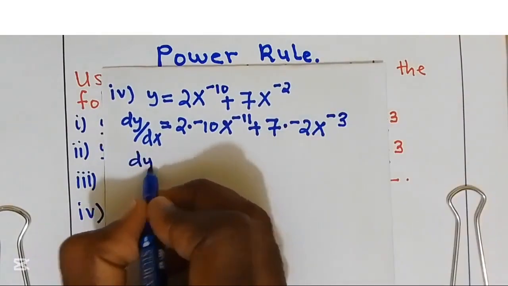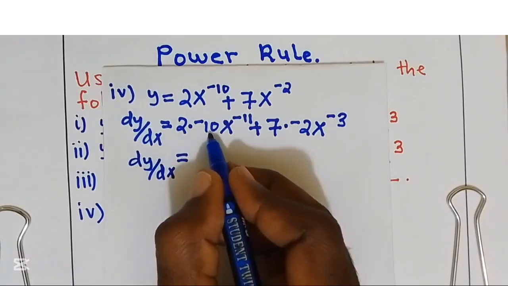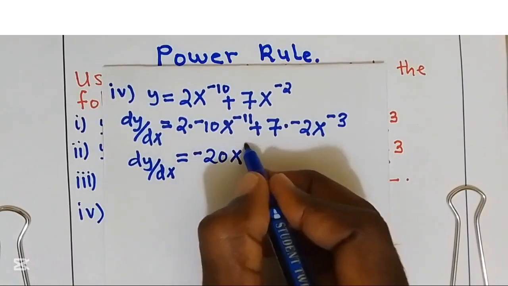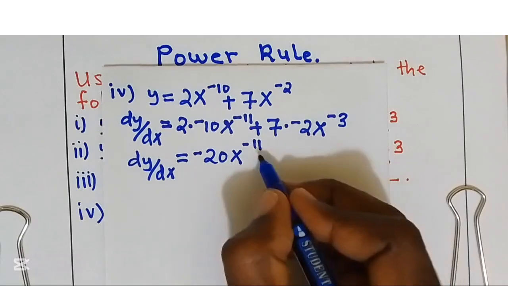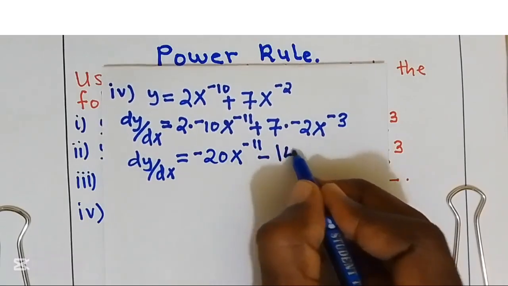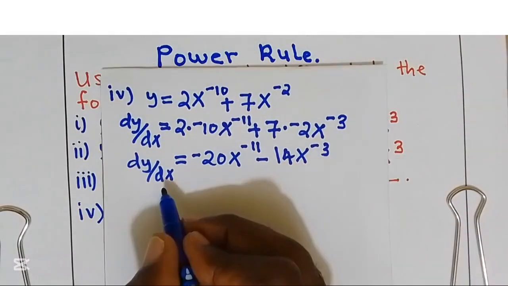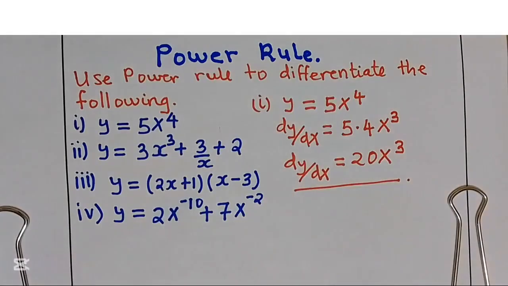dy over dx is equal to 2 multiplied by minus 10, that is going to be minus 20, x power minus 11. 7 multiplied by minus 2, we are going to get minus 14, x power minus 3. And this is our answer. I hope you get an idea on how to differentiate by using the power rule.